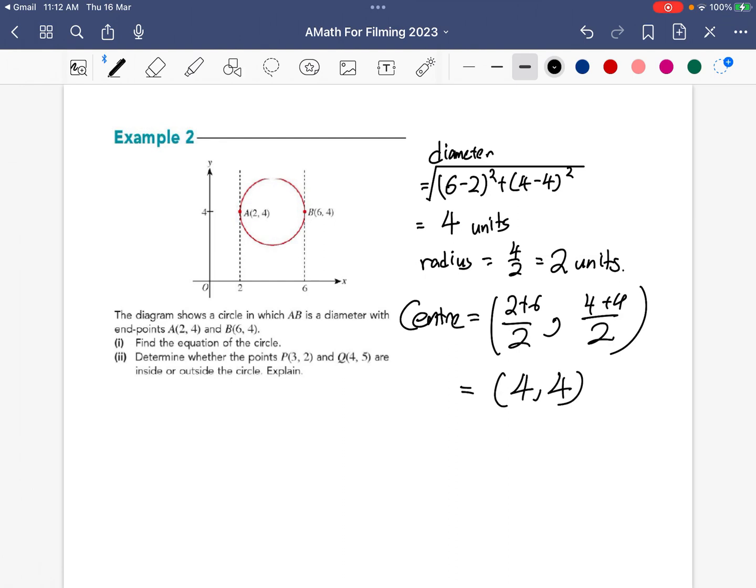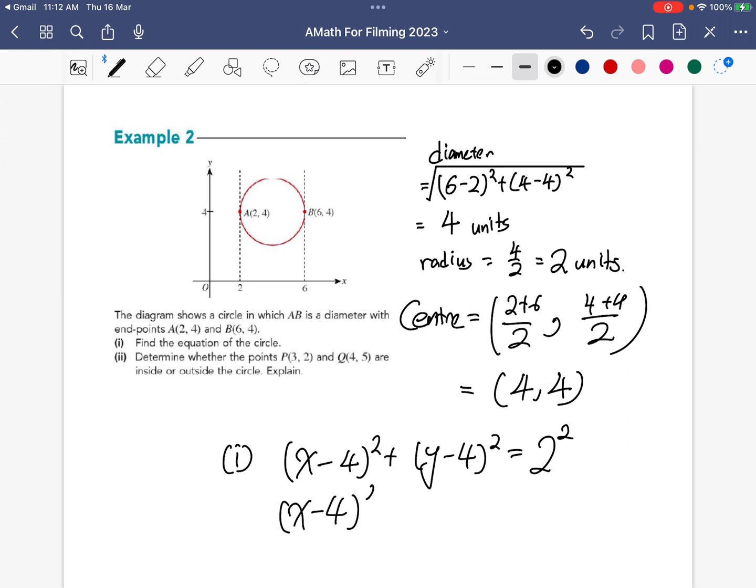I have enough information now to start writing the equation of my circle. So my equation here now is (x - 4)² + (y - 4)² = 2². Don't forget to square this, it's r squared. So I get (x - 4)² + (y - 4)² = 4. That is my equation of my circle. Now in part 2, they ask us to determine if the points (3, 2) and (4, 5) are inside or outside of the circle and explain.